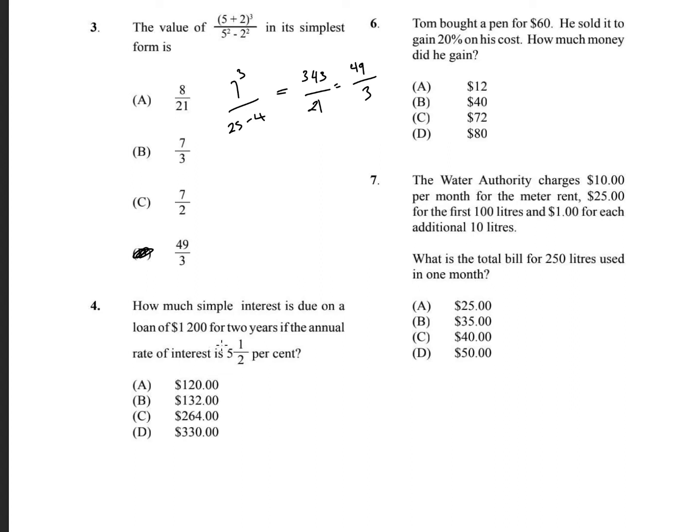How much simple interest is due on a loan of $1,200 for 2 years if the annual rate of interest is 5.5%? Now we all know that when we're talking about simple interest, the equation is principal times rate times time over 100. So the principal in this case is 1,200. The rate is 5.5, and the time here is 2 years, all over 100. The answer here is $132.